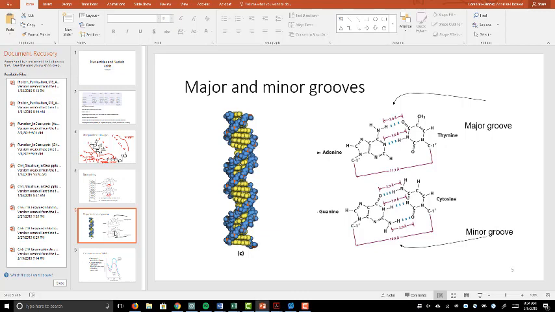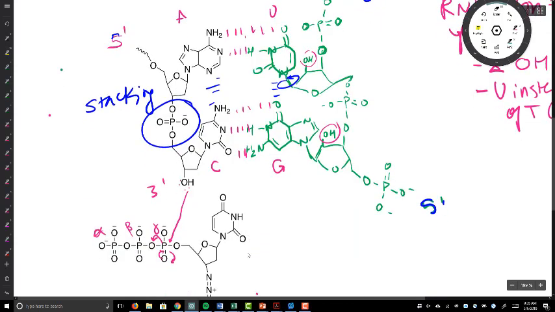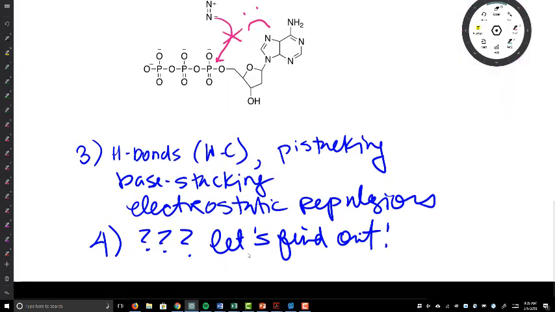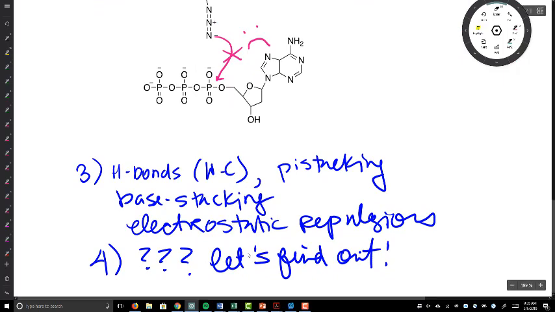Yes, Paige. Right. So another thing to remember that we can't neglect with DNA is the phosphate backbone. Those phosphate groups are negatively charged. So the phosphates between the different bases are going to repel each other, and that's also going to help DNA get its characteristic structure. So we have the Watson-Crick bonding, we have pi stacking or base stacking, but we also have those electrostatic repulsions.